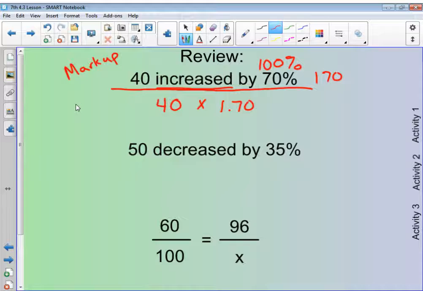If I wanted to actually solve that, 40 times 1.7 would give me 68. Now, that's not the only method. You could also find 70% of 40 and then add that to the original. I think working off of the percentages is going to help you with today's lesson. So that's why I introduced it to you that way back in section 2.